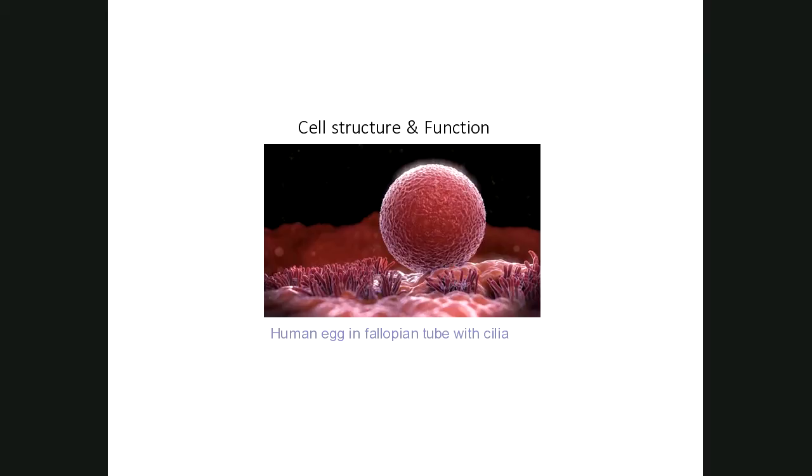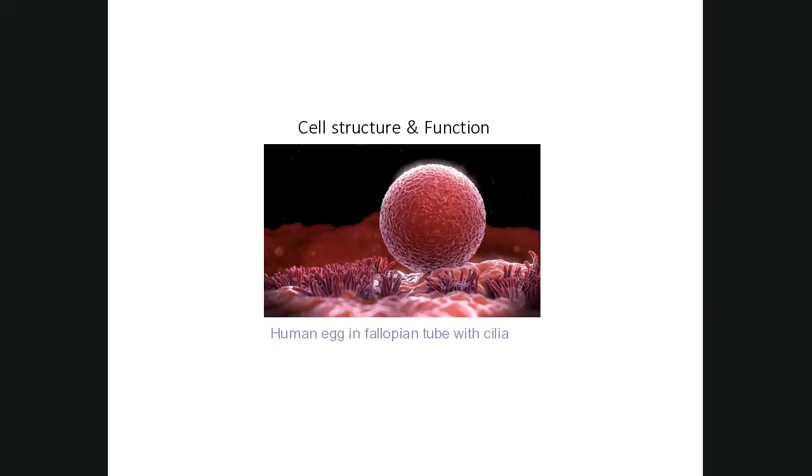So let's get started. This image that you're looking at here is an image of a human egg inside a fallopian tube. Interestingly enough, I am actually a reproductive physiologist, so this image is kind of an exciting image for me to look at. Each and every one of us started out as one cell, and this is a picture of how we all were at one point in time. This is what we call a zygote. A fertilized egg is a zygote.